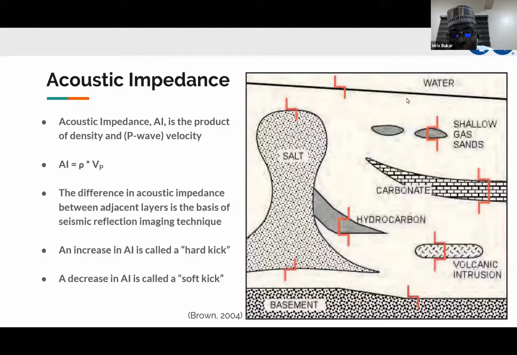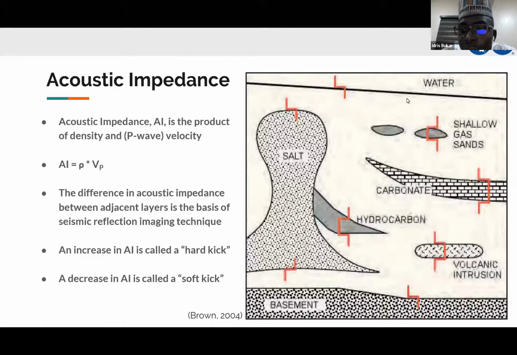So water has both lower density and lower P wave velocity than the seabed, whatever kind of rock it is. So this is now a hard kick, basically. Now, also the top of a salt maybe is also going to be a hard kick, especially at the shallow level here where the rock is not very stiff, hence having a very low compressional wave velocity.